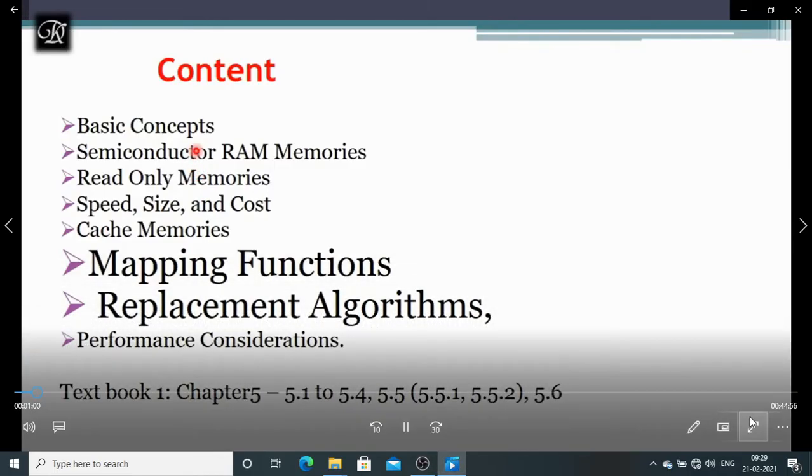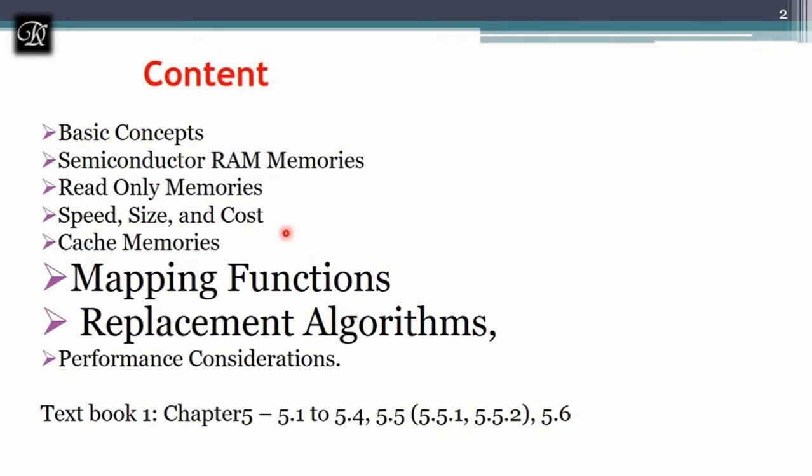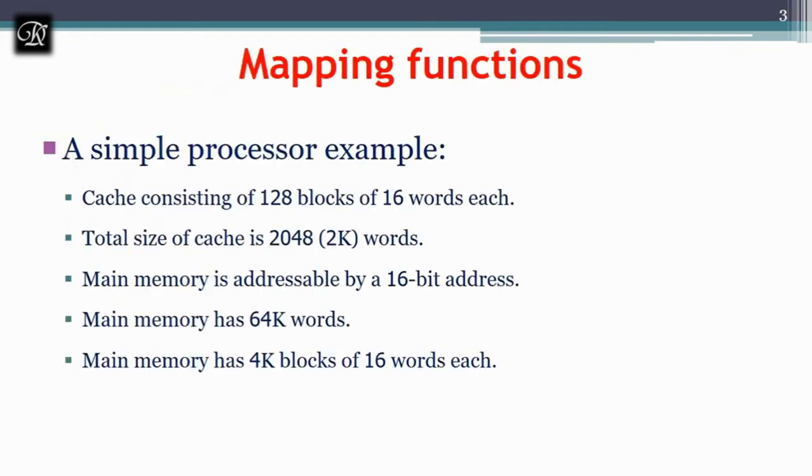We have already seen basic concepts, semiconductor RAM, ROM, speed, size and cost, cache memories, and the definition of mapping function and replacement algorithm and the respective theory in the previous video. Let's see the examples on this and the types of mapping function. There are three types of mapping functions. We have already seen in the previous video: direct mapping, associative mapping and set associative mapping. All these individually we will see with an example in this video.